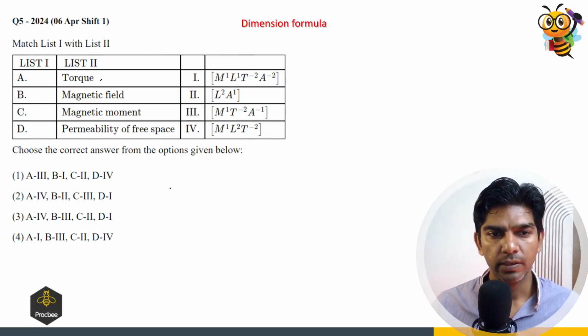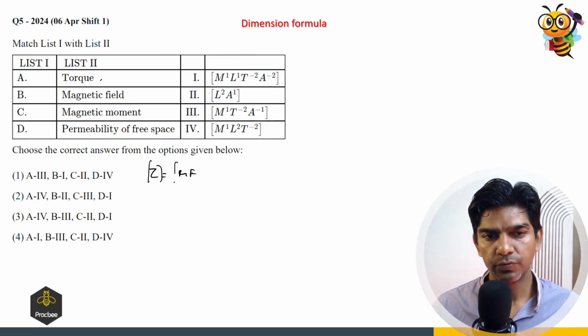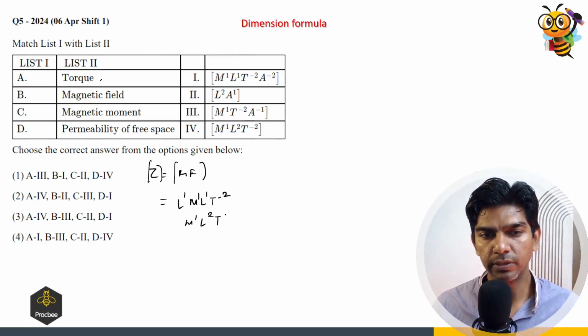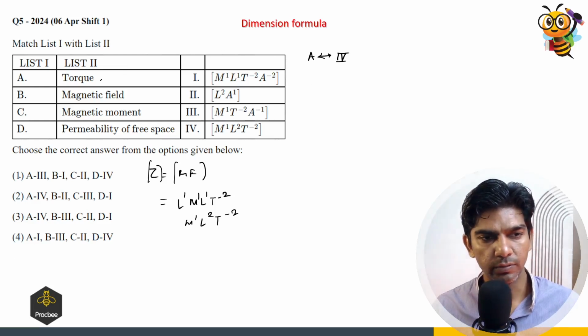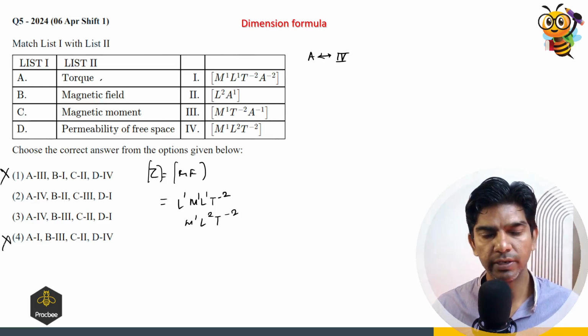So torque. So torque is r times F. So the dimension of torque will be L raised to power 1, M raised to power 1, L raised to power 1, T raised to power minus 2. So that will be M raised to power 1, L raised to power 2, T raised to power minus 2. So 1, 2, minus 2. So A corresponds to 4. So if you look, option 1 and option 4 are incorrect.